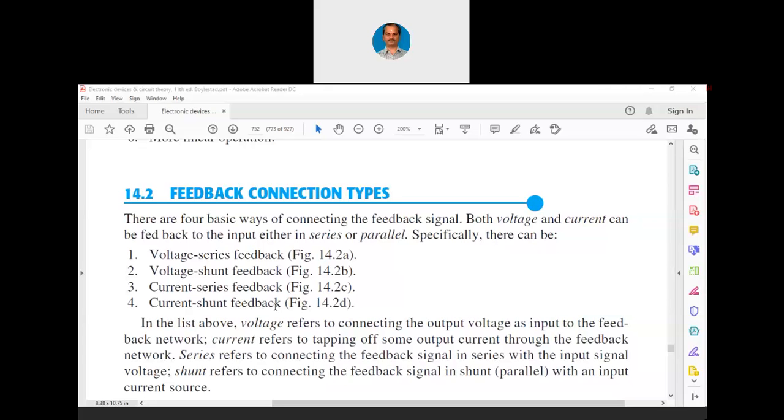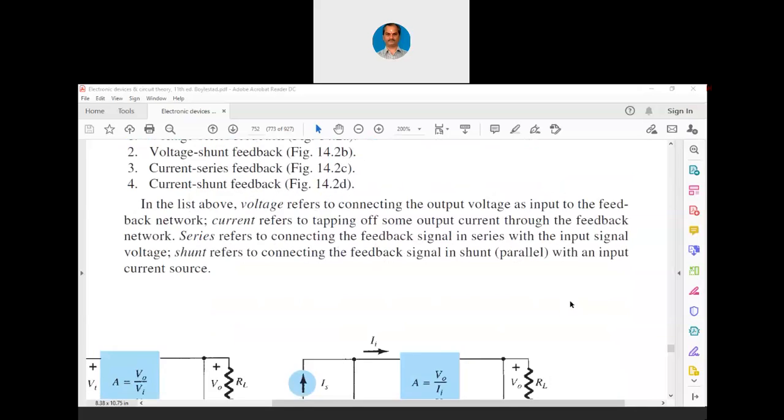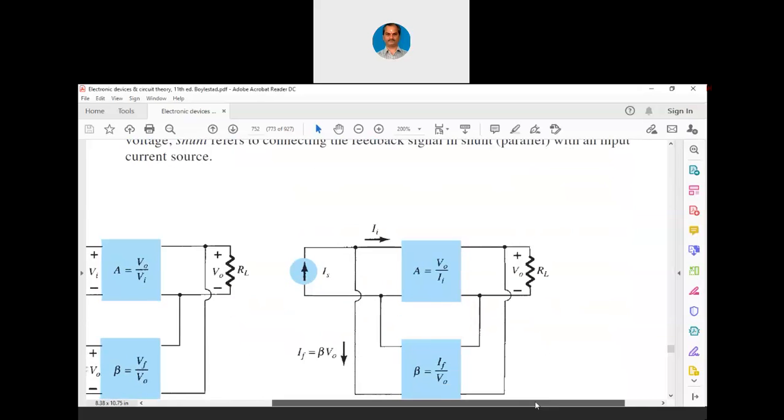Further, we take current from the output and we give it in series with the input. Then that is called current series feedback. Lastly, we take current from the output and give it in parallel to the input. That is called current shunt feedback. I will show you the diagrams now. You can see this diagram.